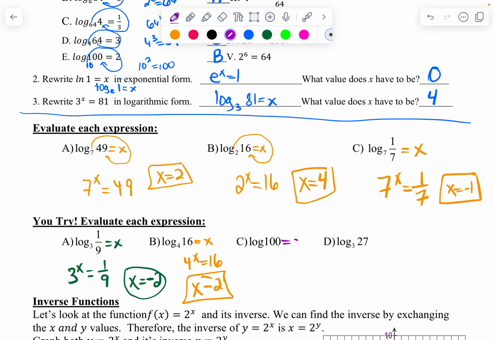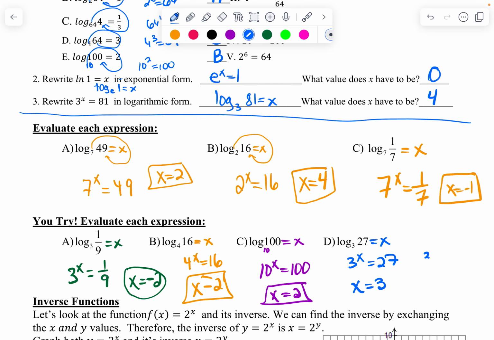And now I have common log, that's how we say that. Common log of 100 equals x. That really means there's a 10 down here. When we leave off the base, it's always a 10. So 10 to the what is 100? I would have x equals 2 again. And this last one, I have 3 to the x equals 27. So I have x equals 3.